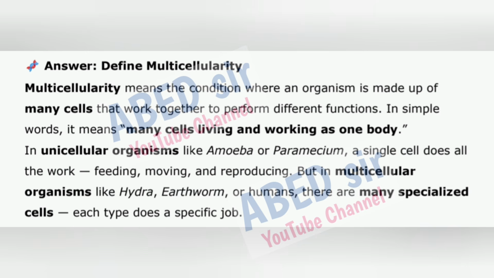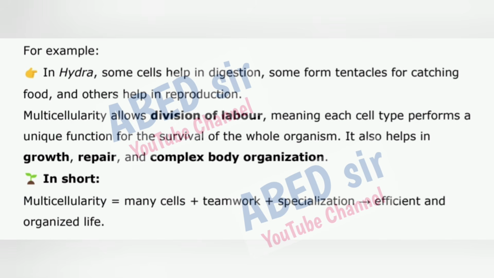In unicellular organisms like amoeba or paramecium, a single cell does all the work: feeding, moving, and reproducing. But in multicellular organisms like hydra, earthworm, or humans, there are many specialized cells. Each type does a specific job. For example, in hydra, some cells help in digestion, some form tentacles for catching food, and others help in reproduction.